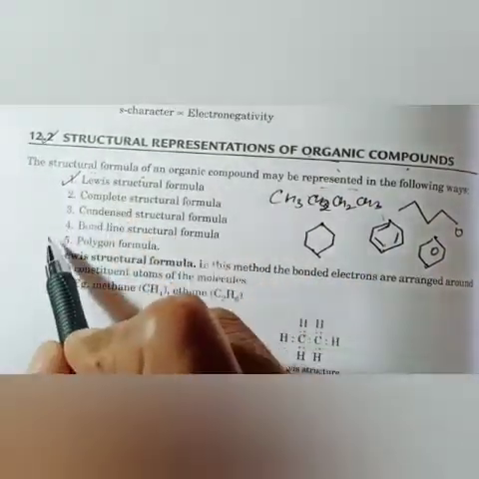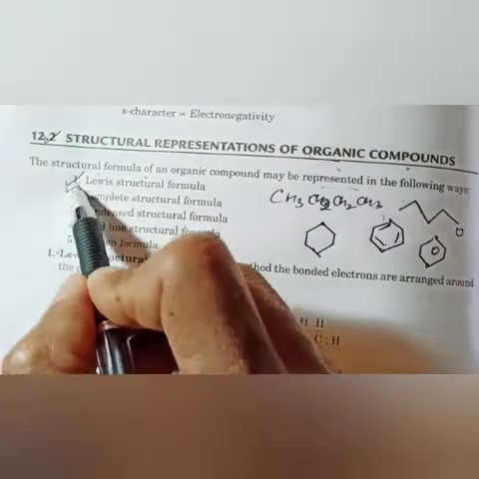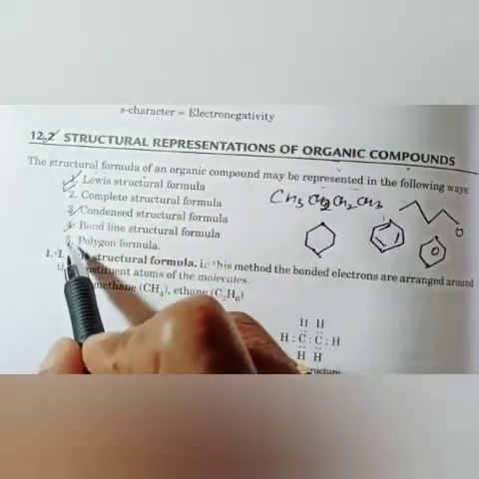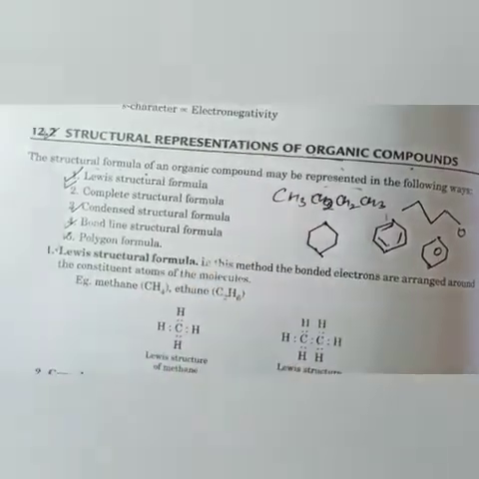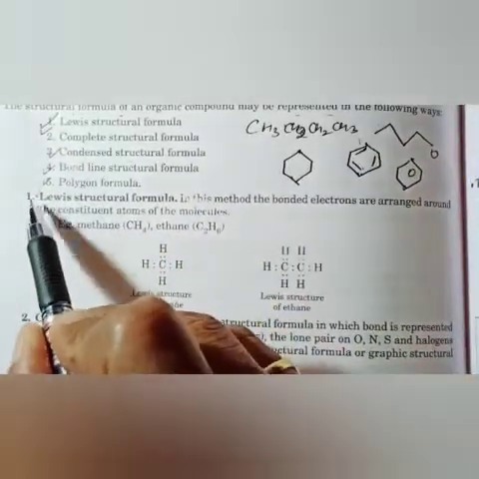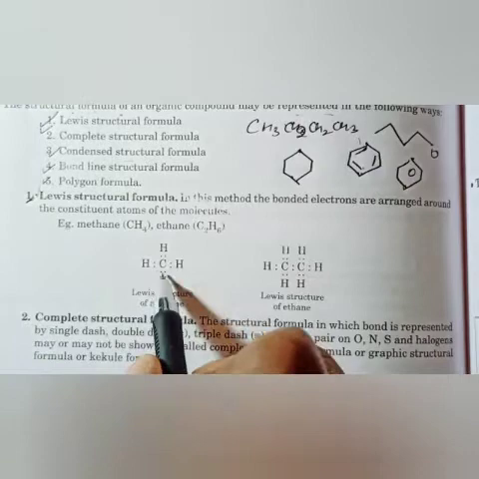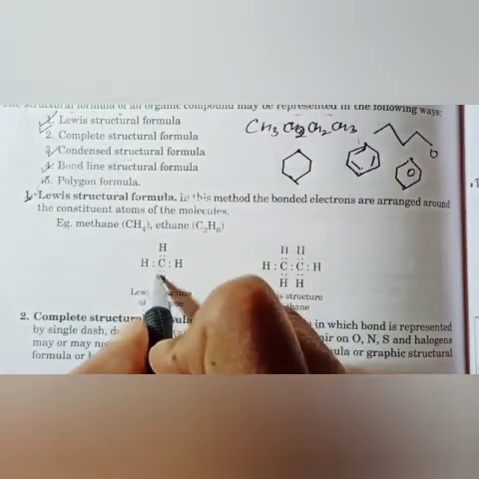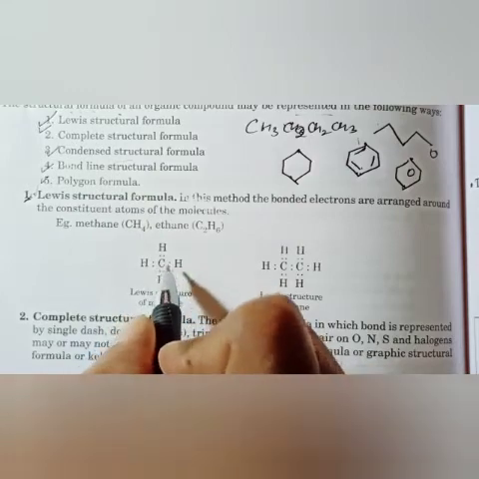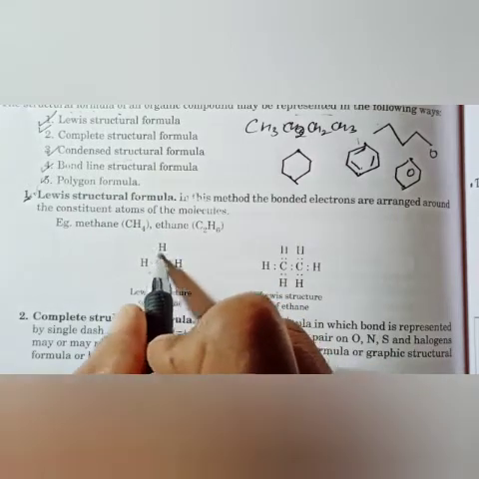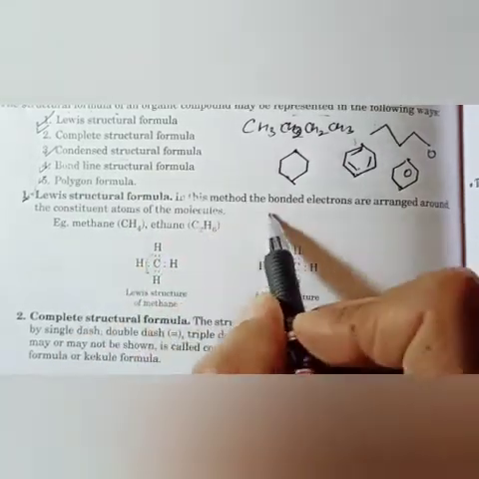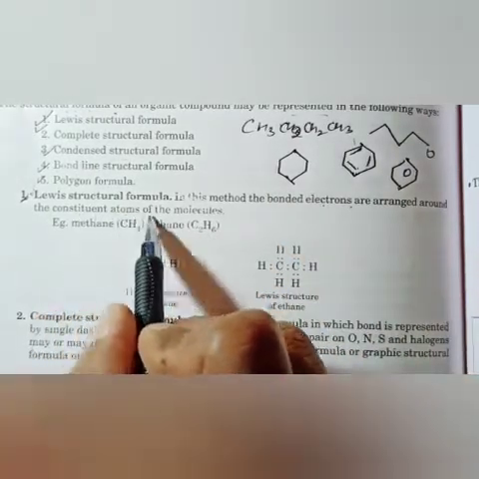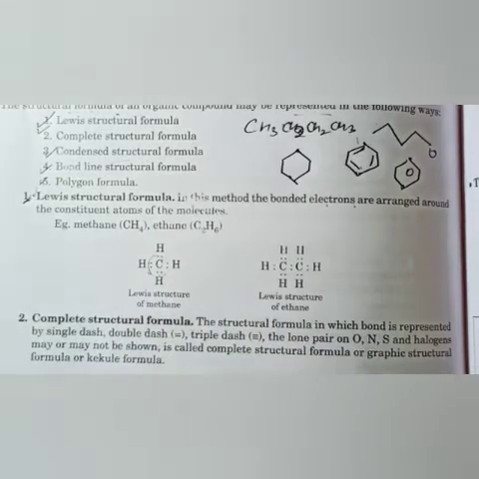First is the Lewis structure. There are 5 different ways. Second is the complete structural formula. Third is the condensed structural formula. Fourth is the bond line. Fifth is the polygon. A very small difference is there, so one by one. The Lewis structure formula you know already. In the Lewis dot structure, the outermost electrons are shown with the help of dots. There should be 8 electrons in the outermost shell. That is called the electron dot structure. It is the method in which the bonds and electrons are arranged around the constituent atoms of a molecule with the help of dots.